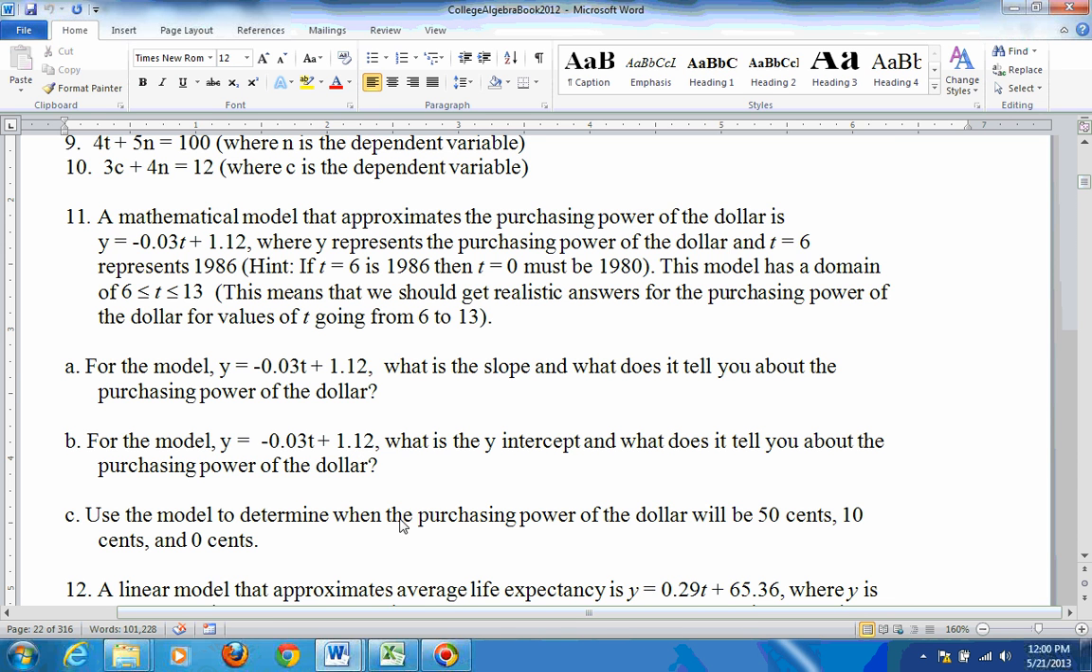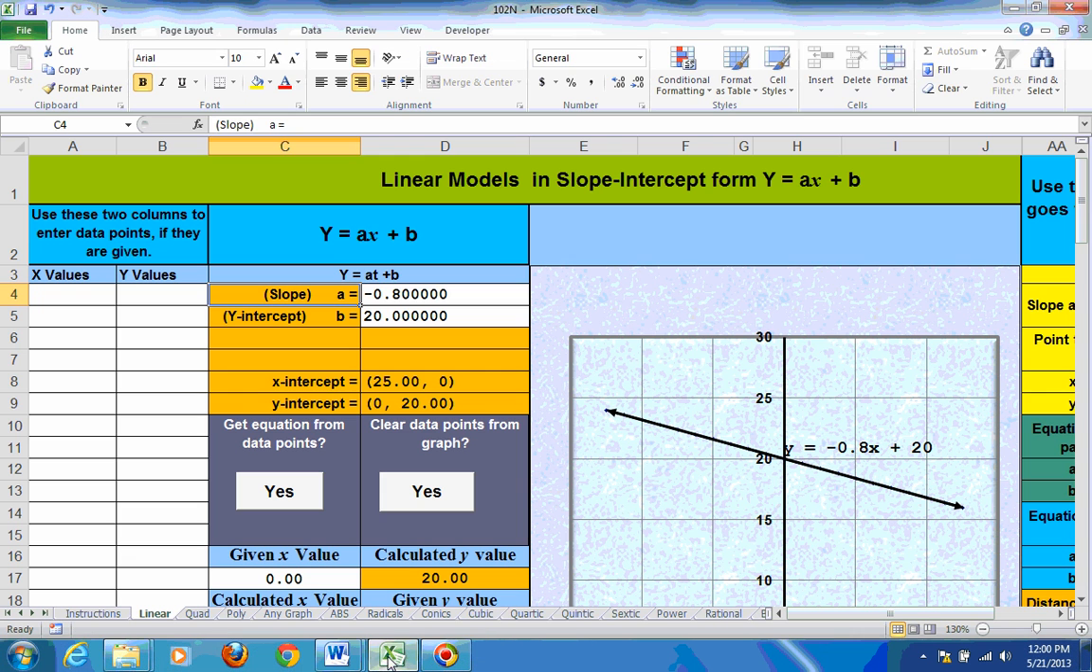C says use a model to determine when the purchasing power of the dollar will be 50 cents, 10 cents, and 0 cents. Well, if we were doing this by hand, we would put in 0.5 for 50 cents, or 0.50, either way you like, put that in for y and solve it. Or you can use the Excel sheet here to do it. So let's do that in a second.